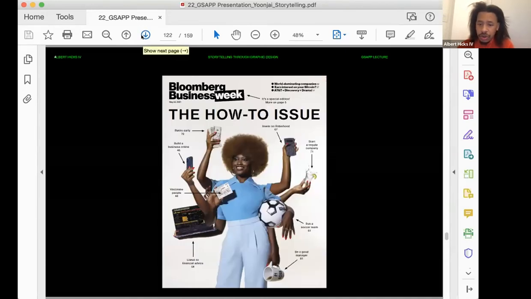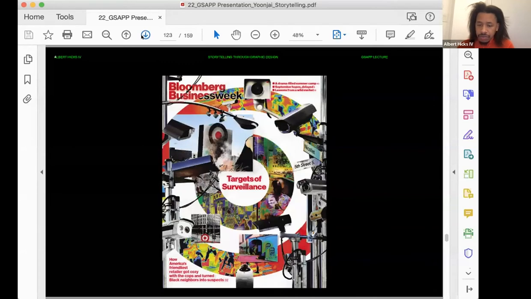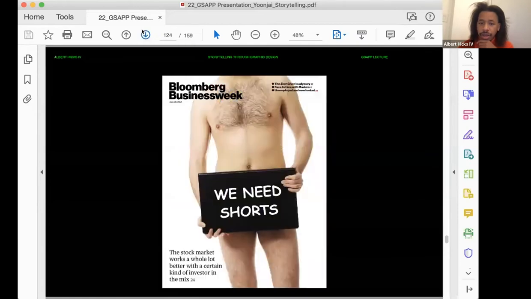The how-to issue, targets of surveillance. This is another cover I worked on. You can see the treatment of this photo collaging work, which I feel I started to develop at Bloomberg. I'd never done this type of collaging work before, but it became natural, having images that were sometimes stock or taken from photographers outside Bloomberg, and figuring out ways to communicate the story and bring together all these disconnected parts that made sense together. It really helped me to develop, and is helping me develop, a style in this way.